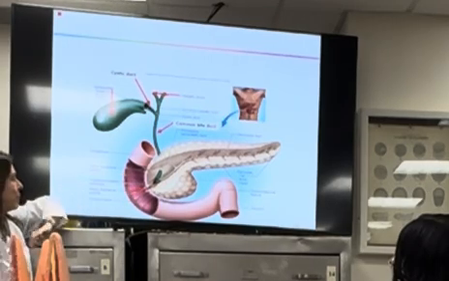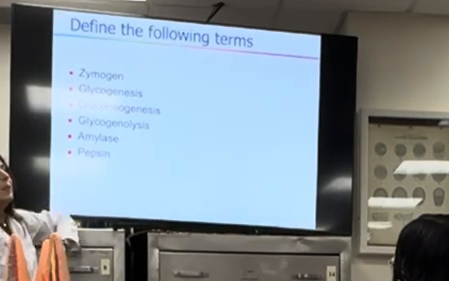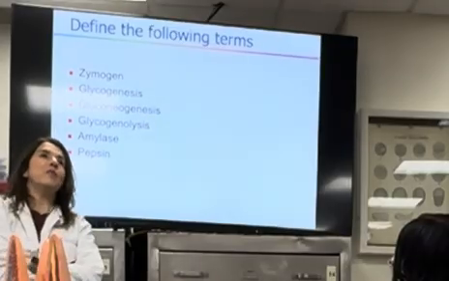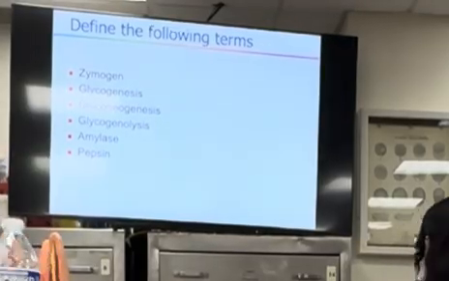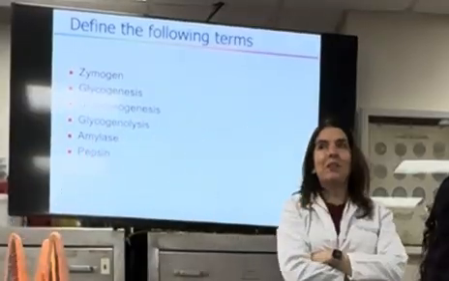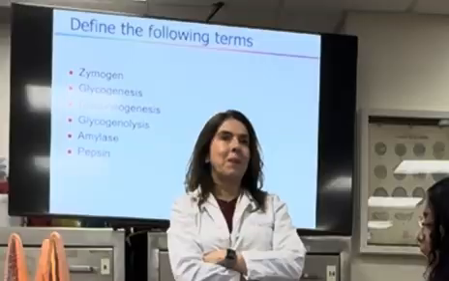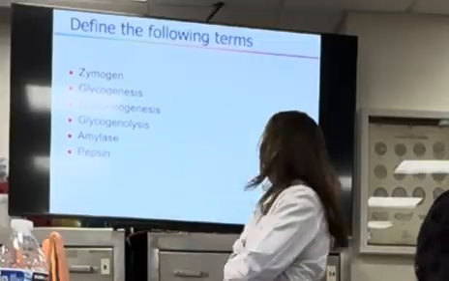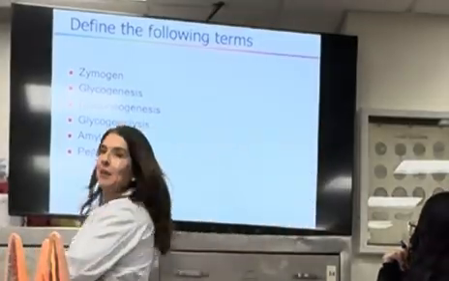The major vein of the filling, right? Okay. So let's say that I ask you to define the following terms. What is a zymogen? An inactive enzyme. What organ produces zymogens? The pancreas. Good. What is glycogenesis?